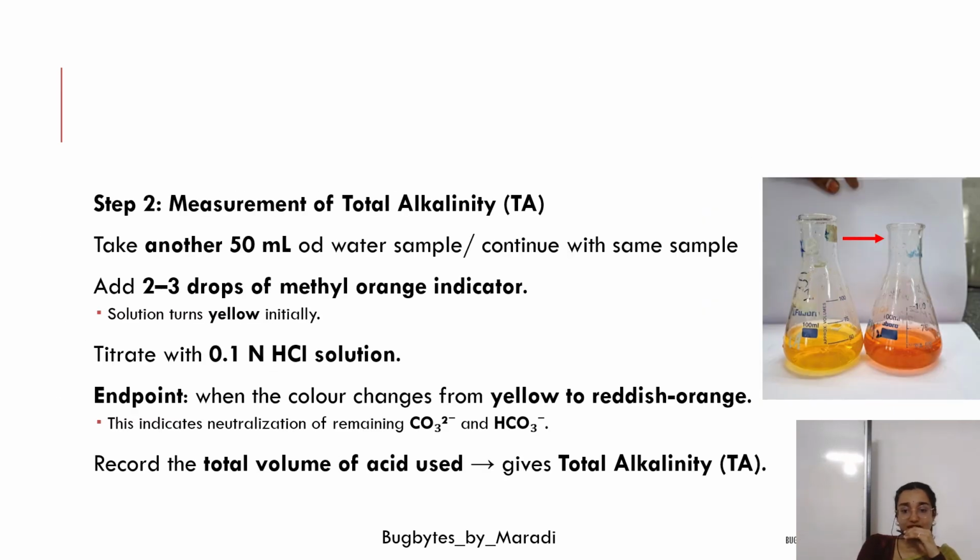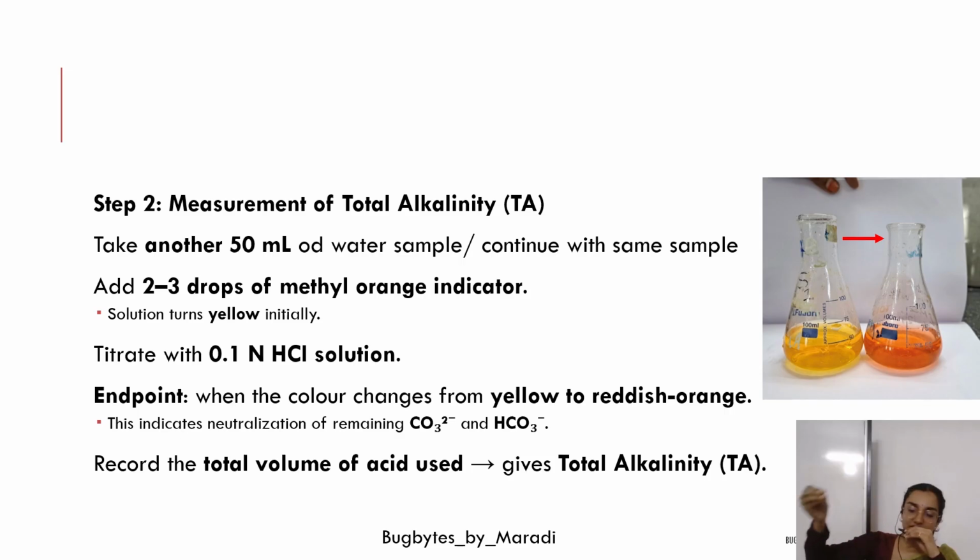The next step is measurement of the total alkalinity. Now, how can we measure total alkalinity? You can take another 50 ml of fresh water sample, or you can continue with the same water sample which you used for the phenolphthalein indicator. Again, you have to add 2 to 3 drops of methyl orange indicator.